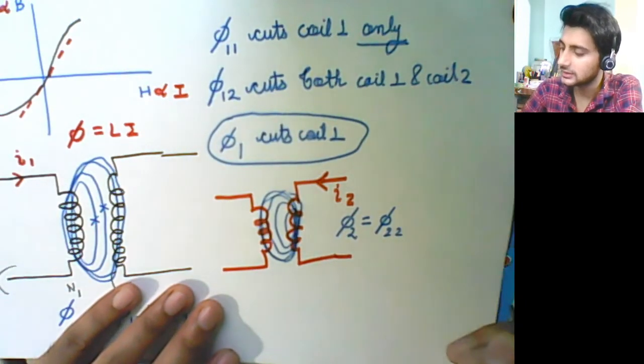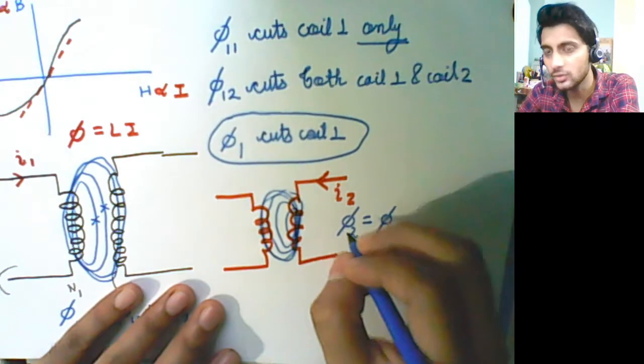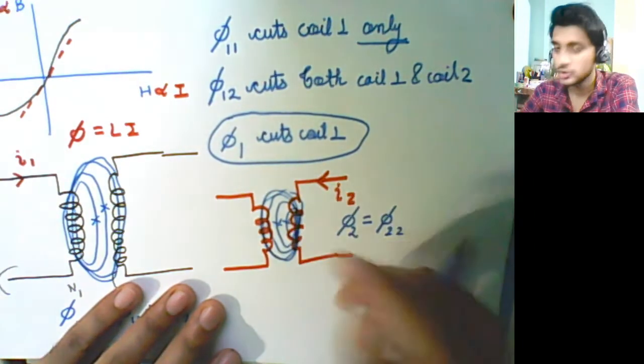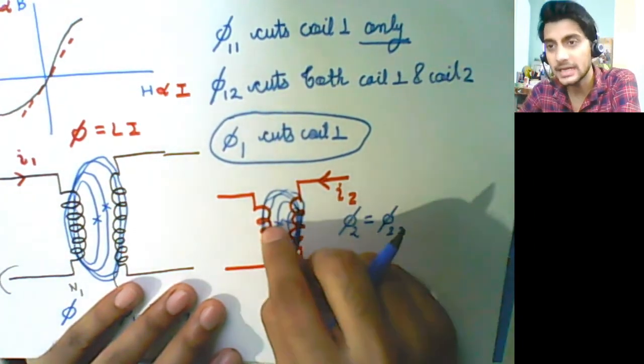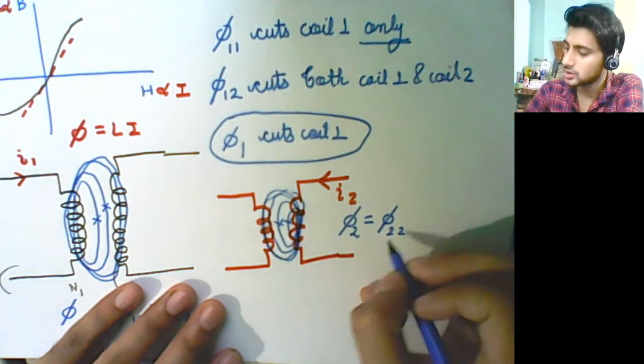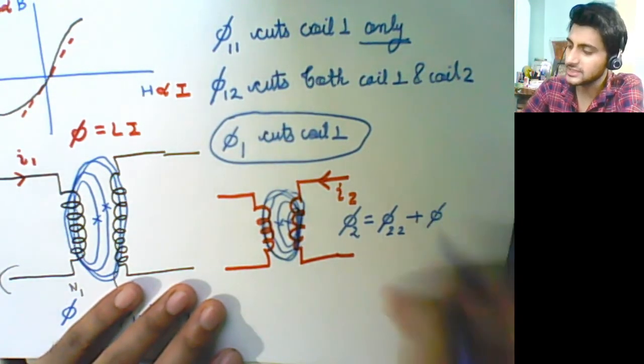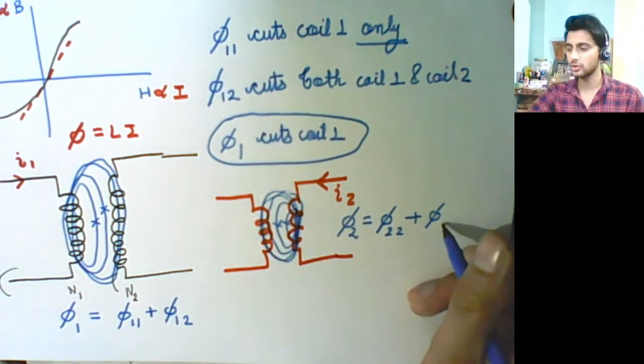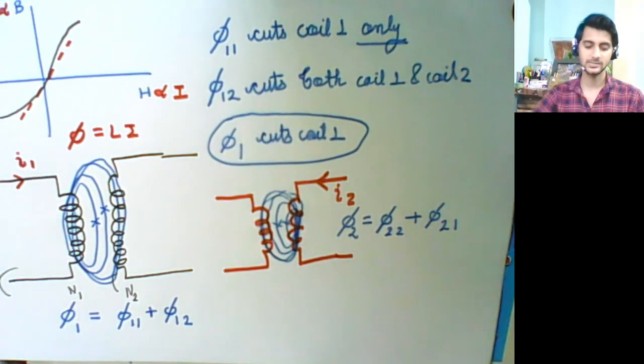First, the flux which is passing only through coil 2, which cannot go into the other coil and remains in the air. We say it is only through coil 2, plus flux which is going through both coil 2 and coil 1. So I have phi 2 1 and phi 2 2 like this with me. So phi 2 cuts coil 2, phi 2 1 cuts coil 1 and 2 both, and phi 2 2 cuts coil 2 only. Okay.